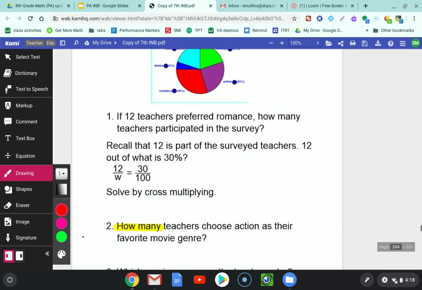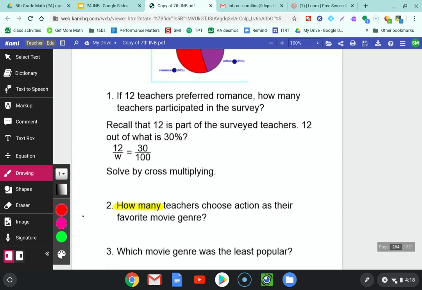So we'll have 12 over W equals 30 over 100, and we'll cross multiply. So we'll have 30W equals 1200. We'll divide by 30 on both sides. So W is 40. So 40 teachers were surveyed.